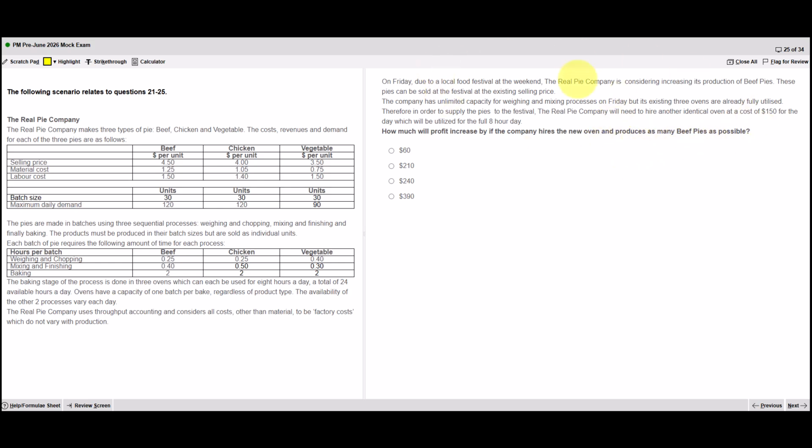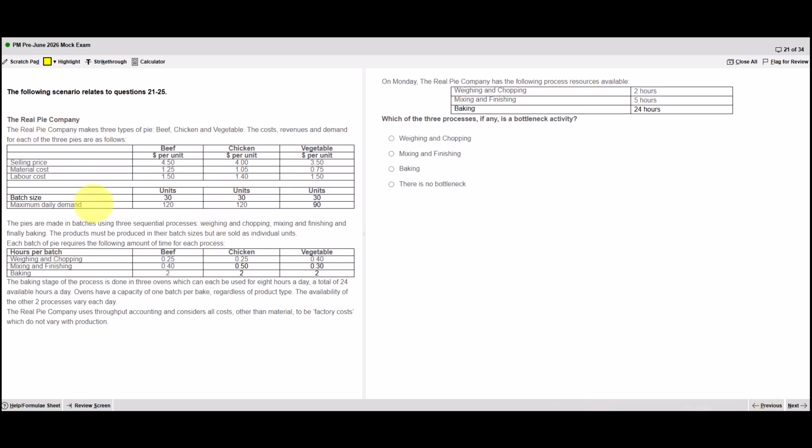That looks like it's going to be a calculation. So I probably need to read this bit first. So let's run through what we're given. Real Pie Company makes 3 types of pie: beef, chicken and veg. Costs, revenues, demand for each are given below. Got selling price, material cost, labour cost, the size of a batch and the maximum daily demand.